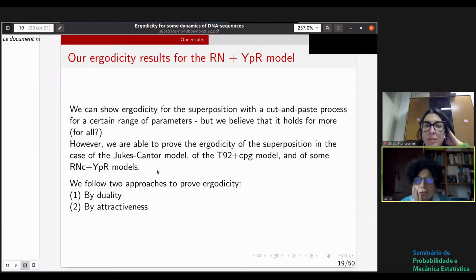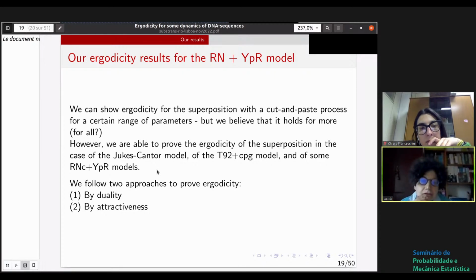Okay, so let's go to our model. So what we could show is that this superposition is ergodic for a certain range of parameters. You remember we have many, many parameters, V's, W's, and R's. But we suspect that it holds for much more than what we found, and maybe it holds for all the parameters. We don't know. We couldn't get any counterexample.